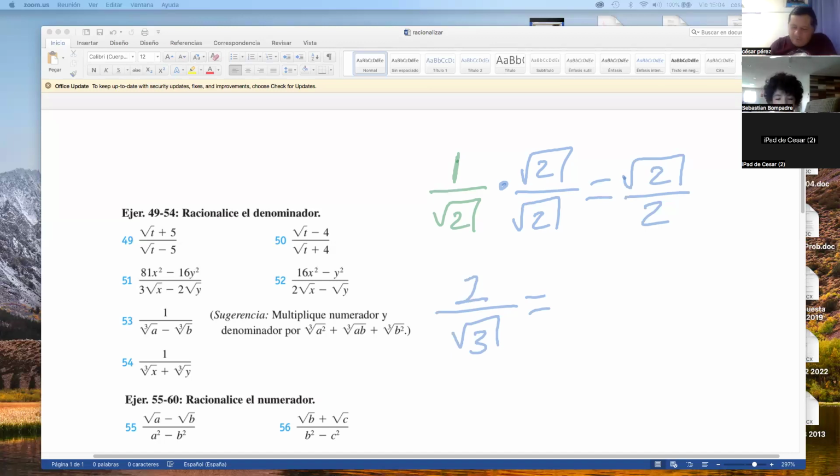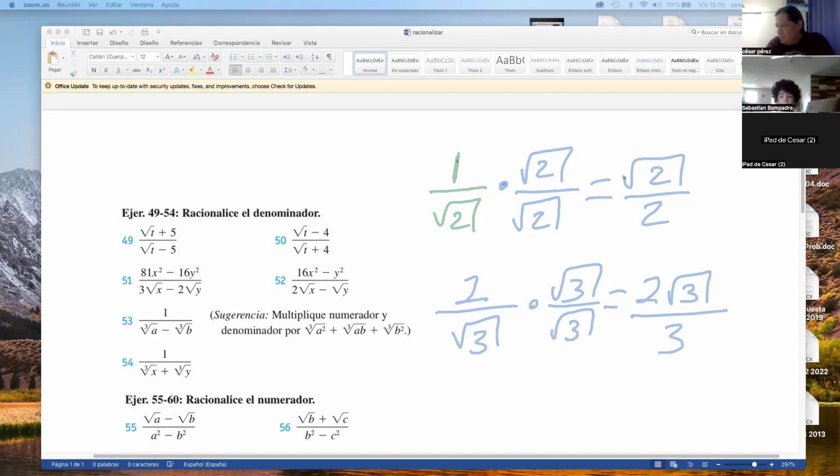Can we again multiply by 1, or the square root of 3 over the square root of 3? And the answer is the square root of 12 over 3, which is 2 times the square root of 3 over 3. That's easy.